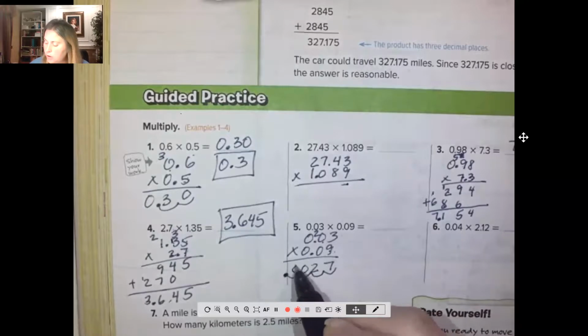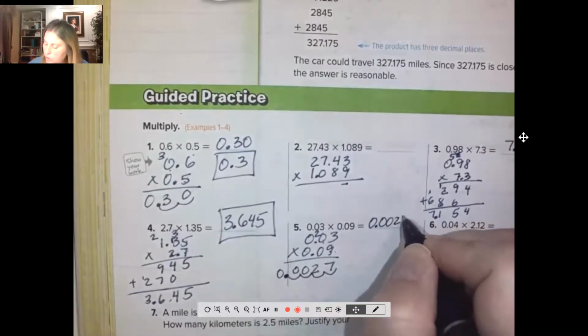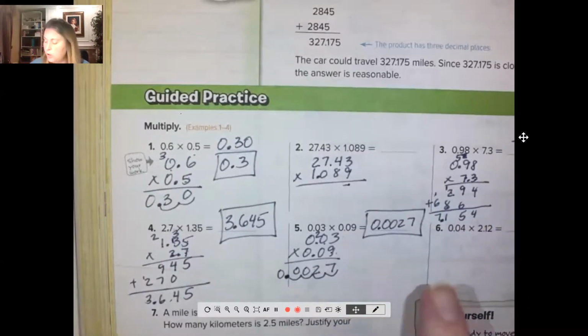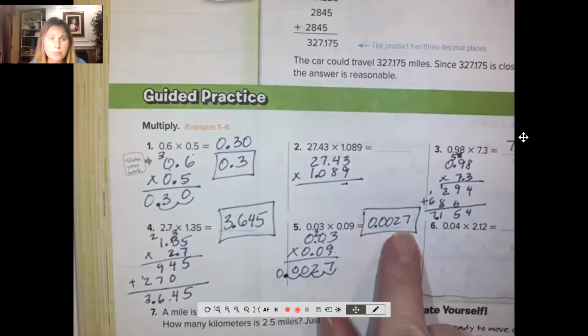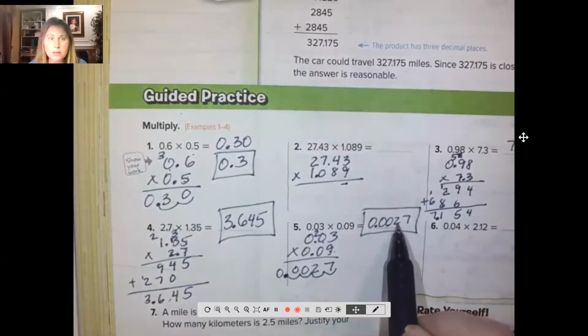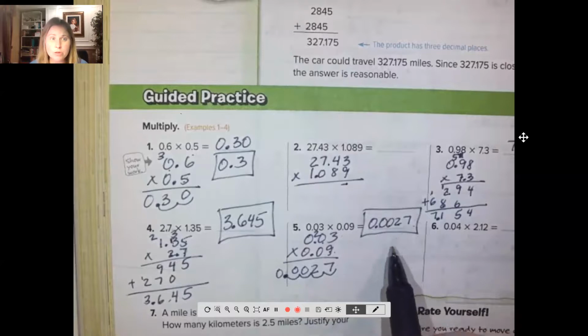Annex 0s here and here and here. So our solution is 0.0027. And how do we pronounce that number? We ignore the zeros in the decimal and say 27, and then we look at the place value: tenths, hundredths, thousandths, 10,000ths. Our last digit is in the 10,000ths place, so we would read this number as 27 10,000ths.